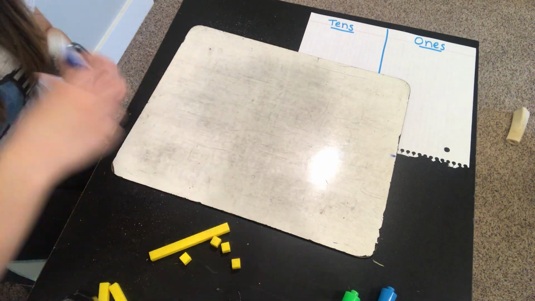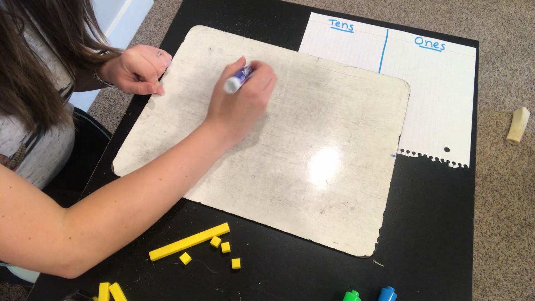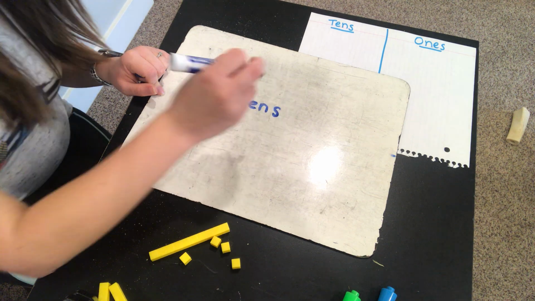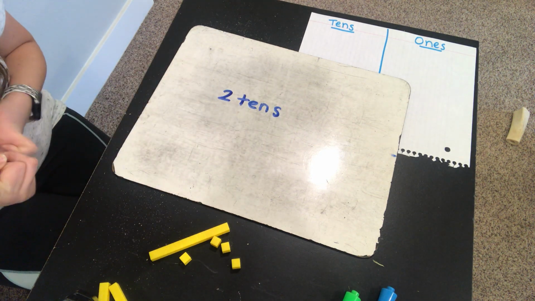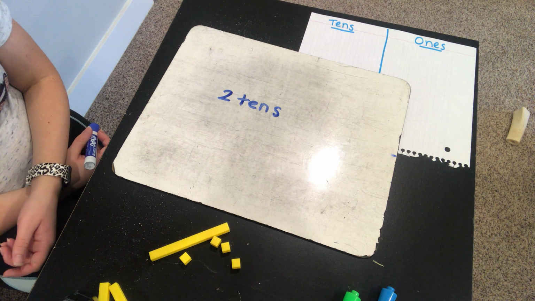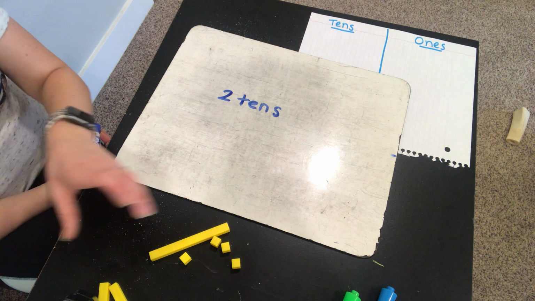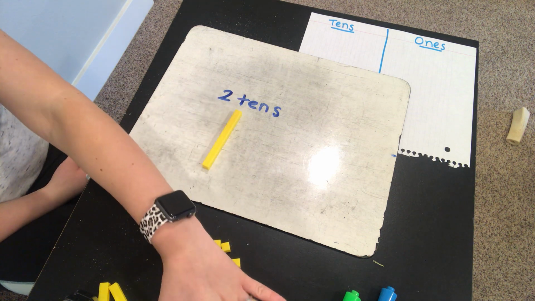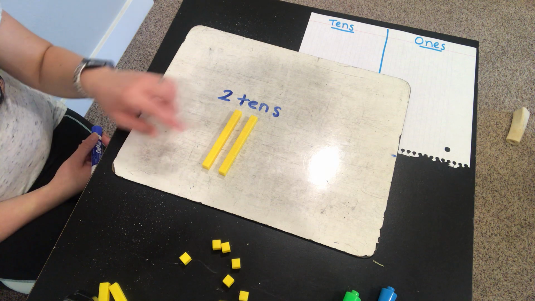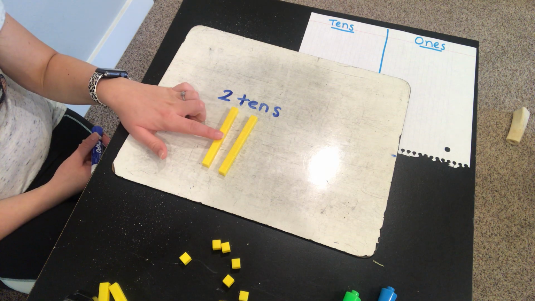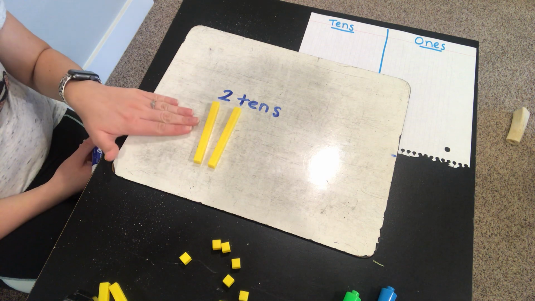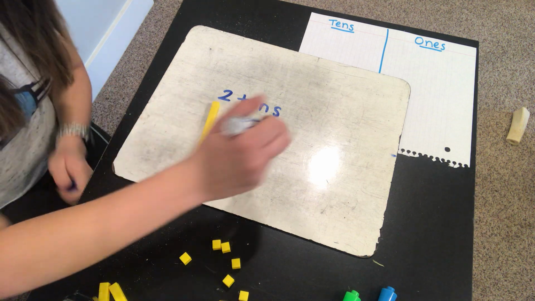If you were given this, and it said, what's another way to represent this number? 2 tens. Well, what number is 2 tens? Well, if you're not sure, let's build it. 2 tens. What number does this represent? Remember, each of these is worth tens, so we count by tens. 10, 20. So 2 tens is 20.